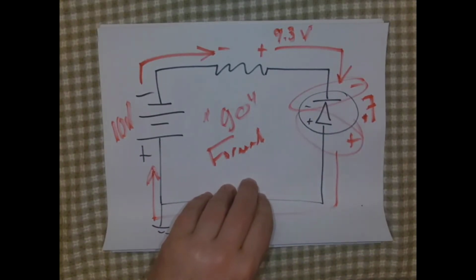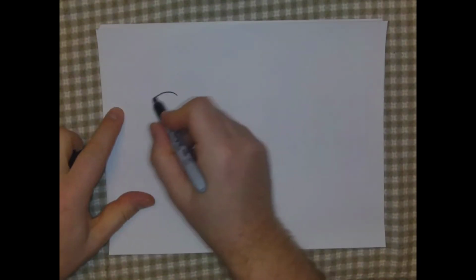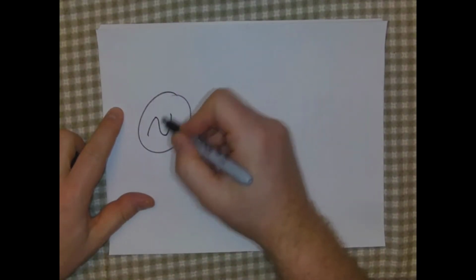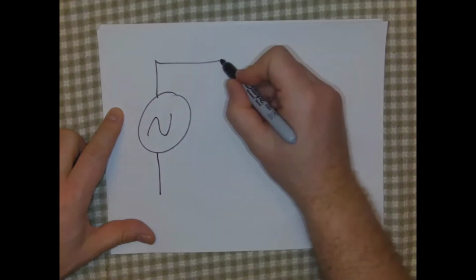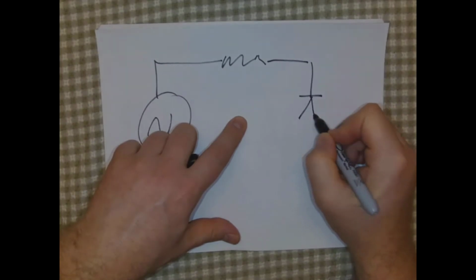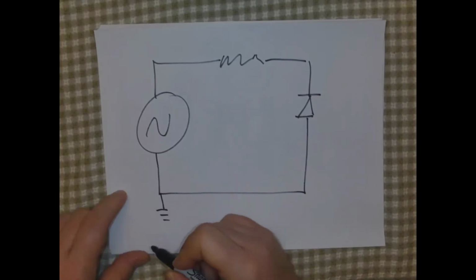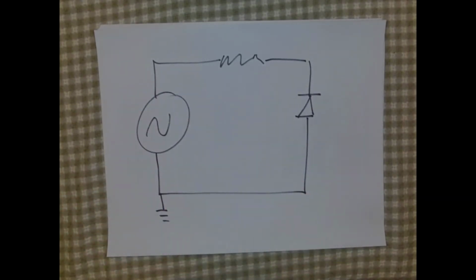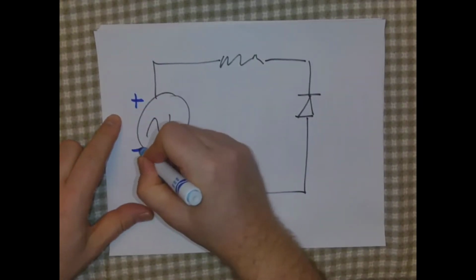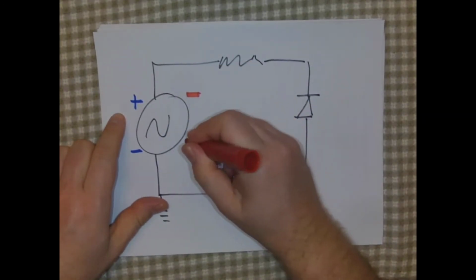So now, let's take a look at what happens when we introduce an AC source. Okay. Now I'm going to put an AC source in here. Same circuit. Here's a resistor. Here's a diode. Back to ground. Okay. And we know that this AC source is changing. So this time I'm going to show my positive iteration in blue and my negative iteration in red.